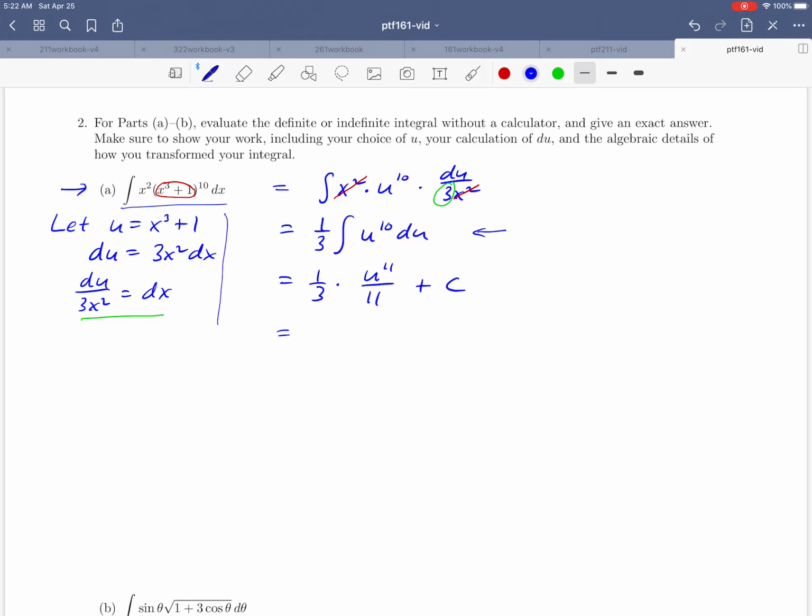Okay, and we can simplify that a little bit. There's a 3 and an 11 in the denominator. We can put those together into a 1 over 33. And then there's one more step that we want to do. We'd like our answer to be in terms of x, since that was the variable up here in our original integral. So we'll just go ahead and substitute the u back in.